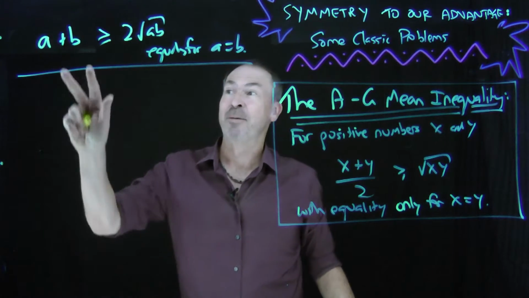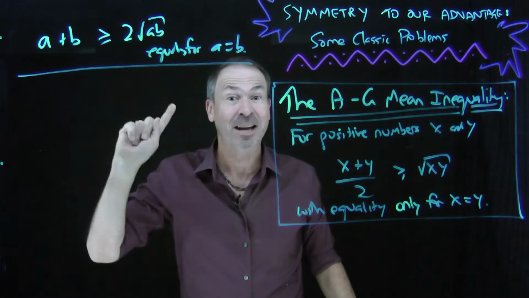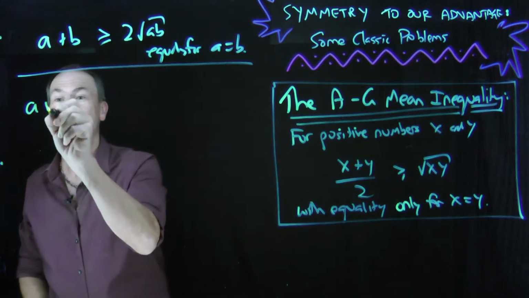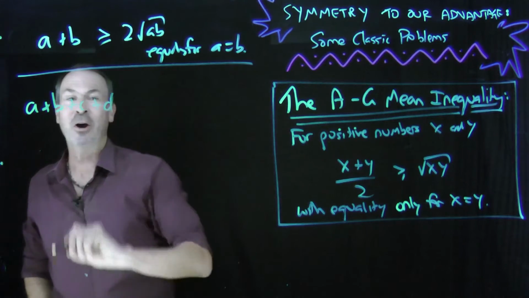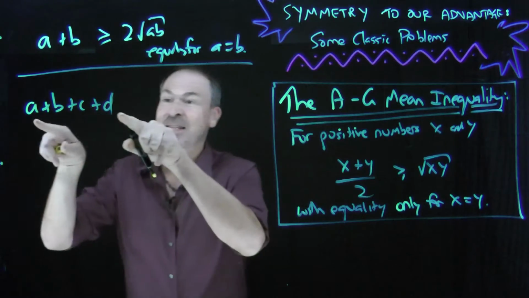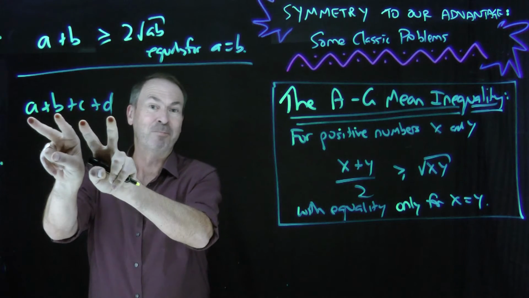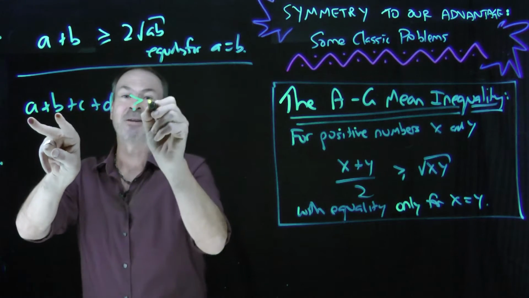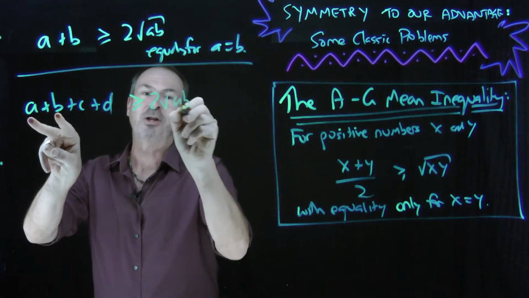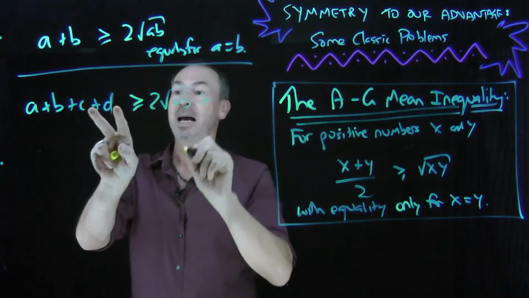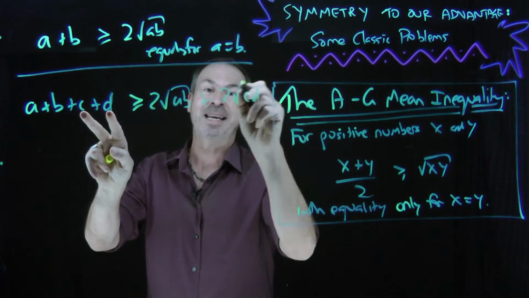Now, let's go to a sum of not just two terms, let's go up. In fact, let's go to a sum of four terms. And the reason I like four, because I can think of a sum of four distinct numbers as a sum of two terms and a sum of two terms. Right, so by the two-dimensional case, this is greater than or equal to twice the geometric mean of A and B, plus twice the geometric mean of C and D.